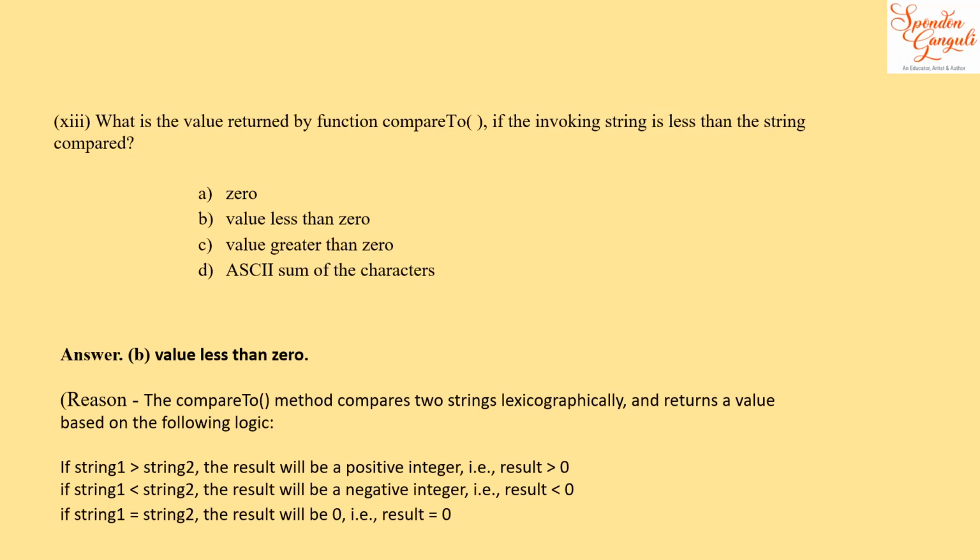As we all know, the compareTo method compares two strings lexicographically and returns a value based on the following logic. If the first string is greater than the second string, it will return a positive integer, which results in greater than 0. If the first string is smaller than the second string, the result will be a negative integer, that is, less than 0. And if the first string is equal to the second string, the result will be 0.